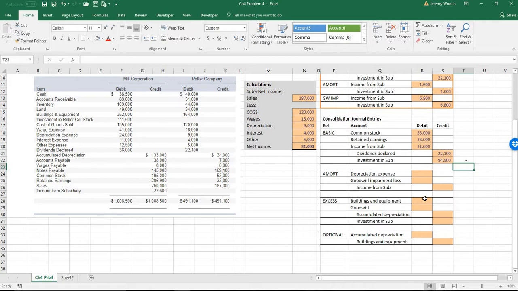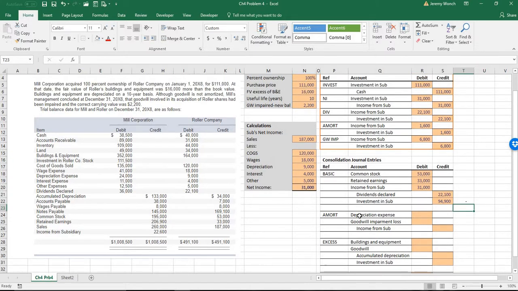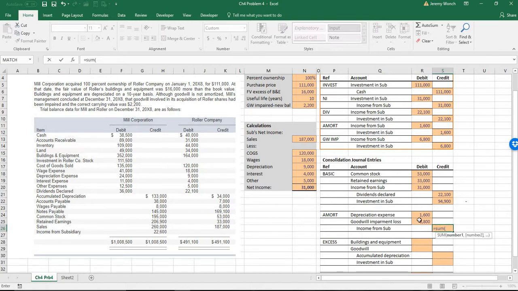So the next consolidated journal entry is the amortization of the excess. And so the first thing we do is we want to book our depreciation expense, which we calculated up here. Then we have our goodwill impairment loss, which we calculated right here. And we offset that against our income from subsidiary. So 8,400.